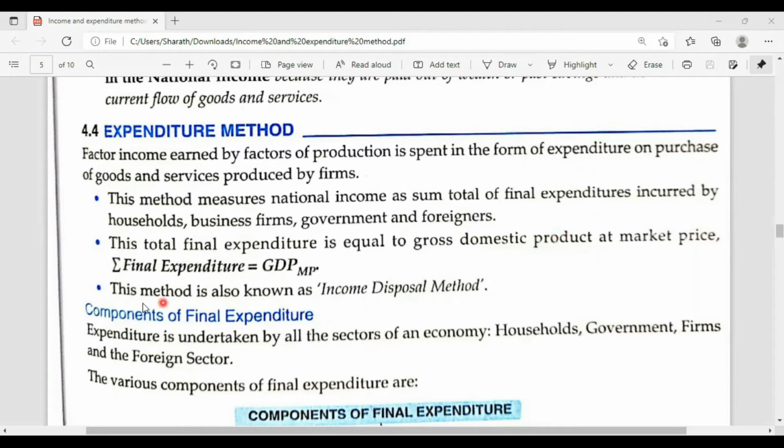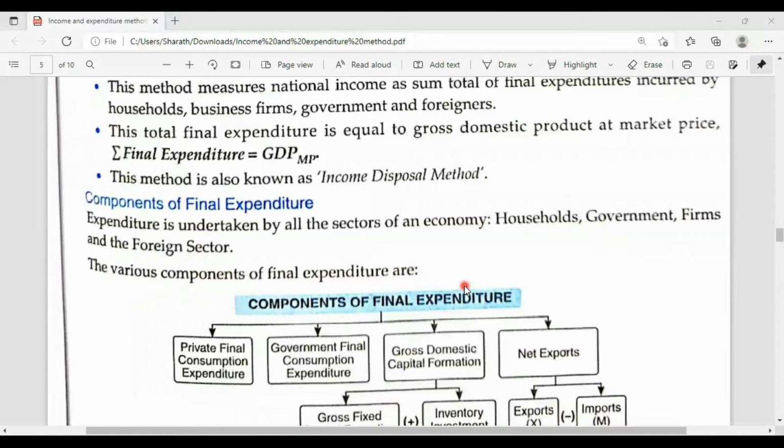That is the reason you can see over here, sigma final expenditure, the summation of all final expenditure, gives us GDPMP. We are summing up the final expenditure incurred by the households, business firms, government and foreigners. We have another name for this method, that is the income disposal method. Let's try to understand some of the components involved in this final expenditure.